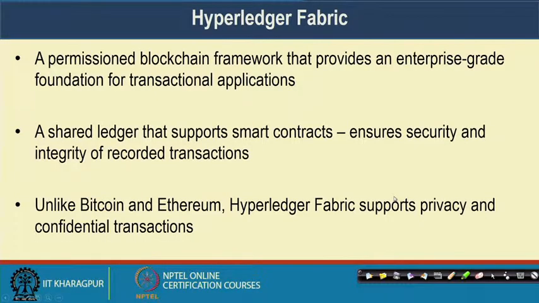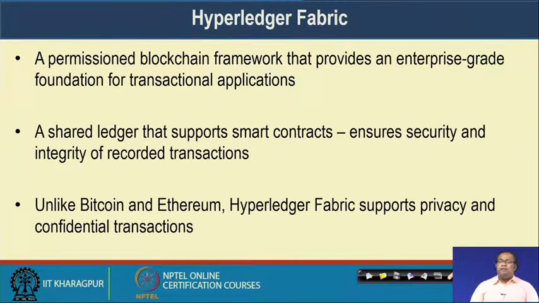Then there is one interesting platform to implement this kind of permission model of blockchain, which is nowadays very important from the industry perspective to implement different kinds of business applications. A permission blockchain framework provides an enterprise-grade foundation for transactional applications. Hyperledger Fabric is a permission blockchain framework. It contains a shared ledger which supports smart contracts and ensures security and integrity of the recorded transactions.